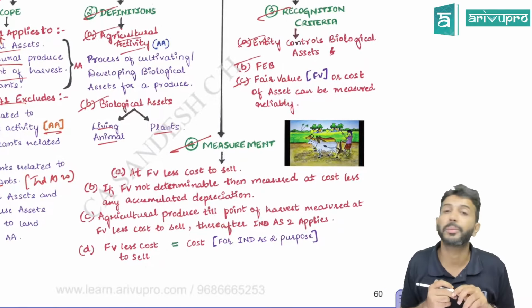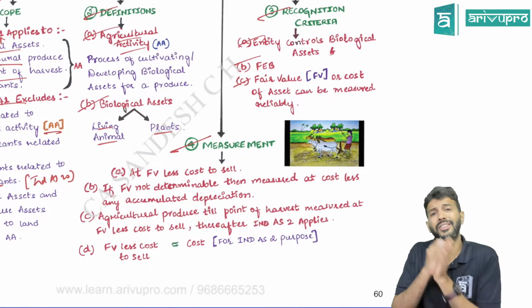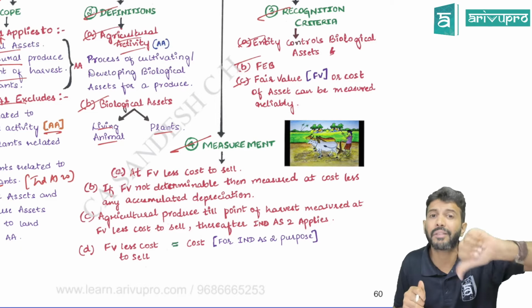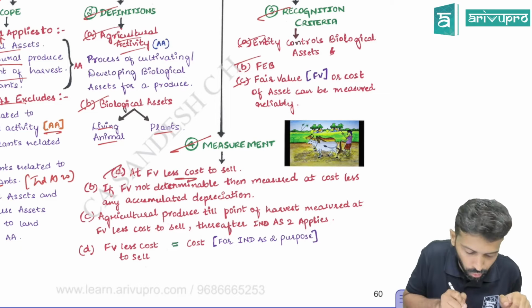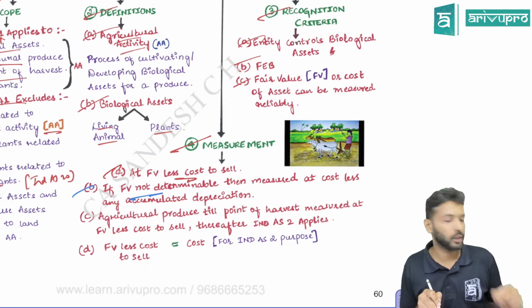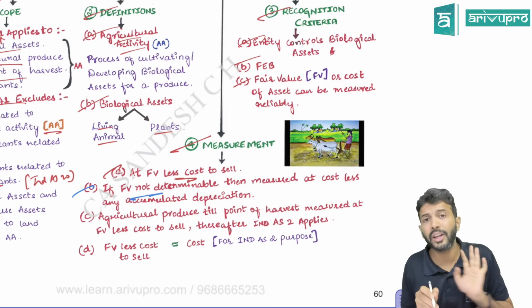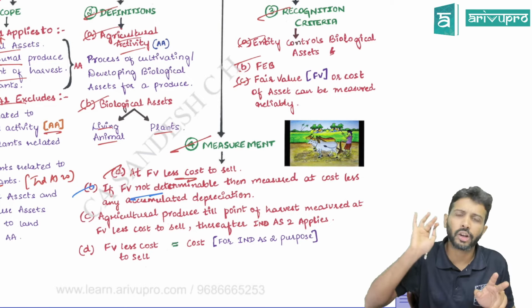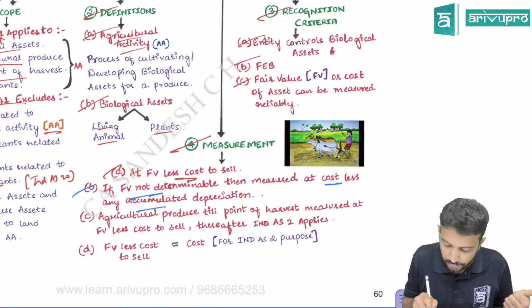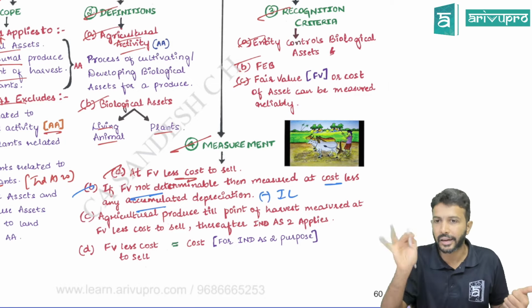Then, how will you measure biological assets? Initially, as well as at every reporting period end, every year end, you will measure it at fair value less cost to sell. If you are not able to determine fair value due to any reasons, then only you can go for cost model. Under cost model, you will measure it at cost less, if there is any depreciation, reduce it. If there is any impairment loss also, if there is any, reduce it.